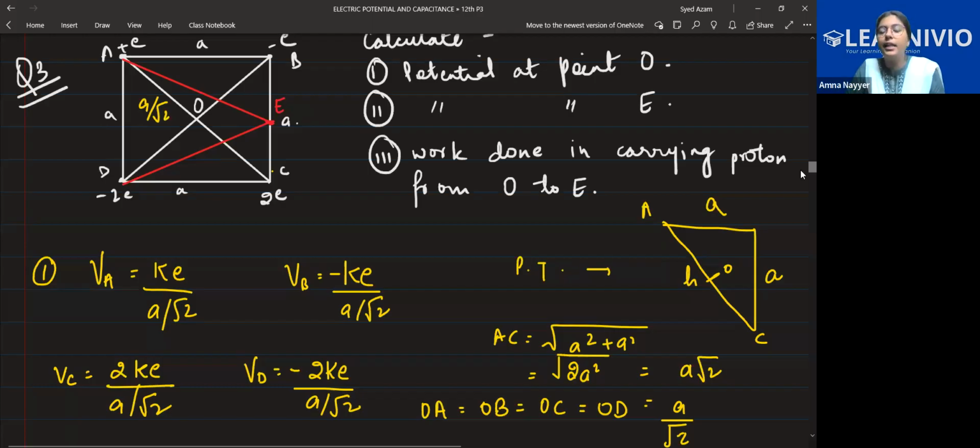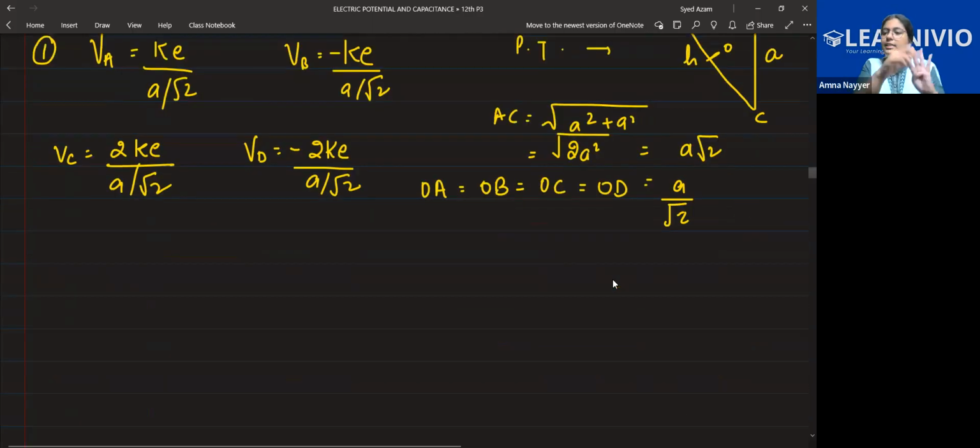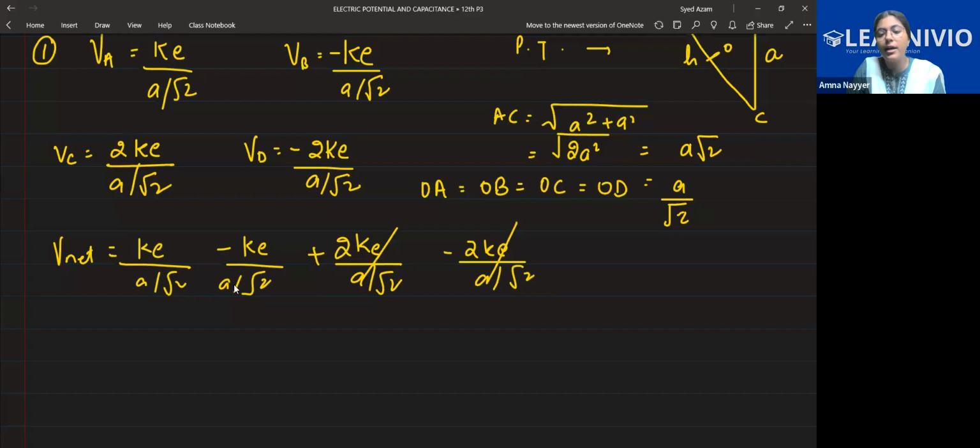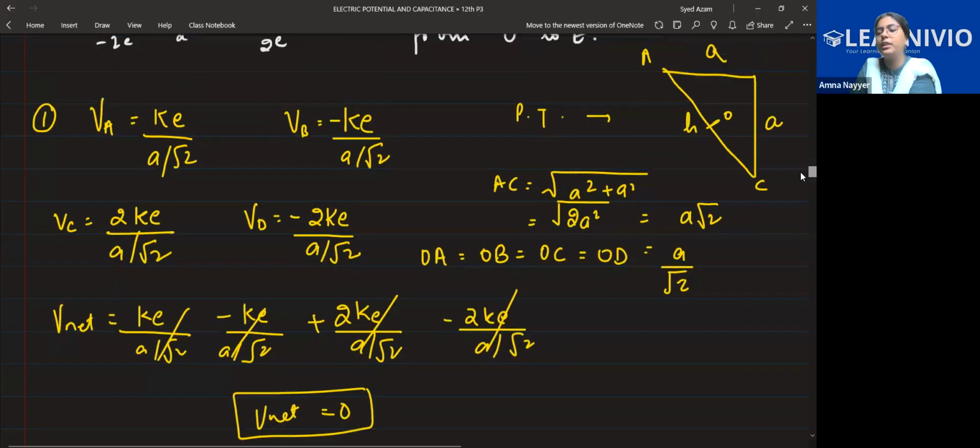Now for the net potential, we have done our first step. Individual potentials are calculated. How do we calculate the net potential? Just algebraically add it. So KE by A by root 2 minus KE by A by root 2 plus 2KE by A by root 2 minus 2KE by A by root 2. Coincidentally, this gets cancelled, this gets cancelled. So net potential at the center O is 0. But it's not necessary that you will always have 0. In this question, it came 0. If you change one of the charges, you will get the potential as something else.